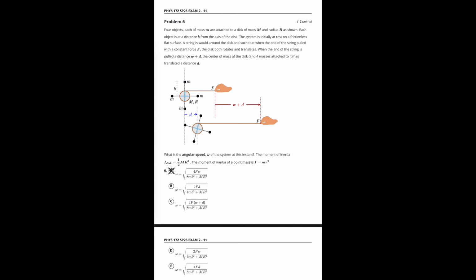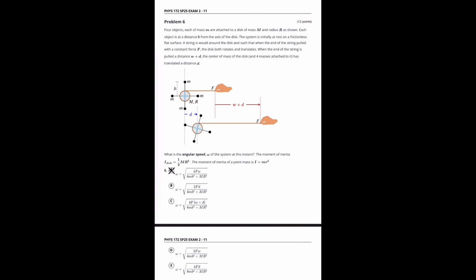Problem 6 states, 4 objects, each of mass m, are attached to a disk of mass m and radius r as shown. Each object is at a distance b from the axis of the disk. The system is initially at rest on a frictionless flat surface. A string is wound around a disk such that when the end of the string is pulled with a constant force F, the disk both rotates and translates. When the end of the string is pulled a distance w plus d, the center of mass of the disk and 4 masses attached to it has translated a distance d. What is the angular speed omega of the system at this instant?